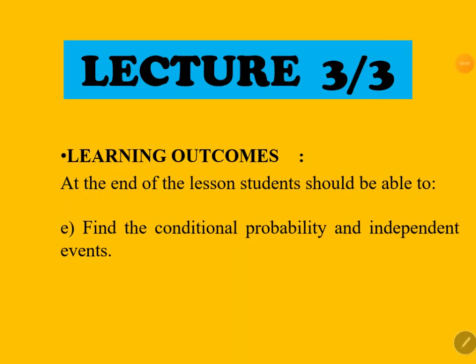Chapter 8, Lecture 3 out of 3. Learning outcomes. At the end of the lesson, students should be able to find the conditional probability and independent events.